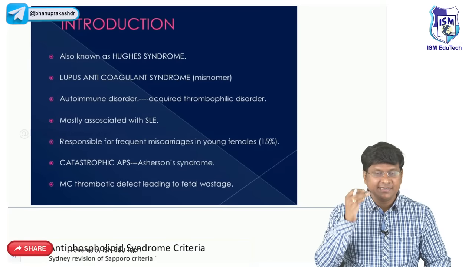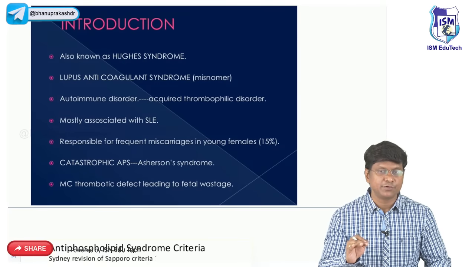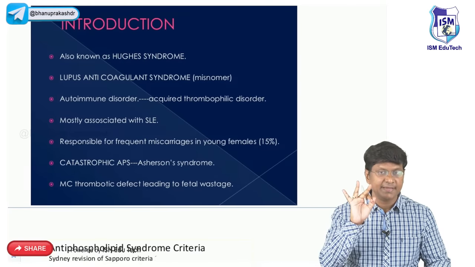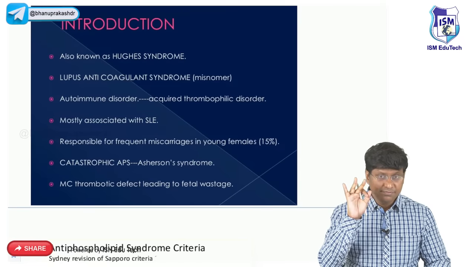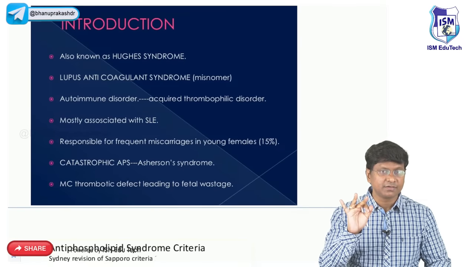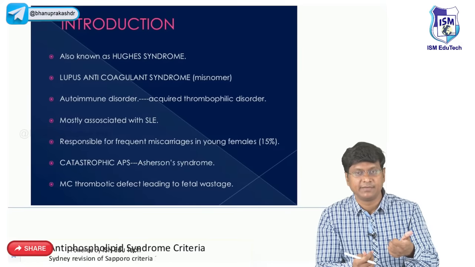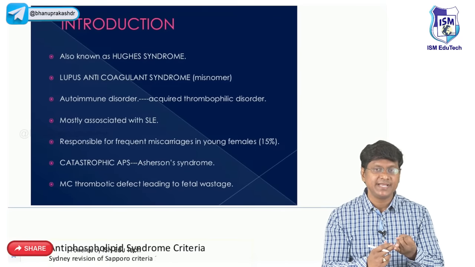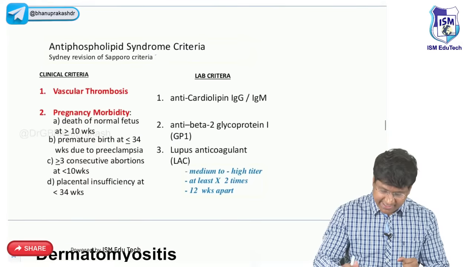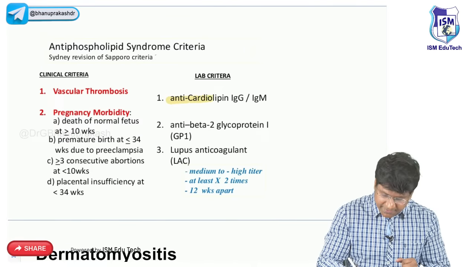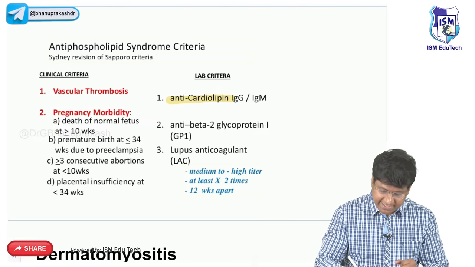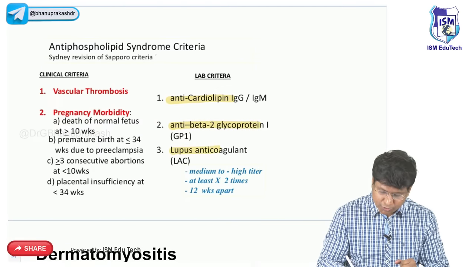Now, in patients with antiphospholipid antibody syndrome, three important antibodies are there, and these three antibodies are responsible for the development of hypercoagulability, clot formation. What are those three antibodies? That is the anti-cardiolipin antibody, then anti-beta-2 glycoprotein, then lupus anticoagulant.